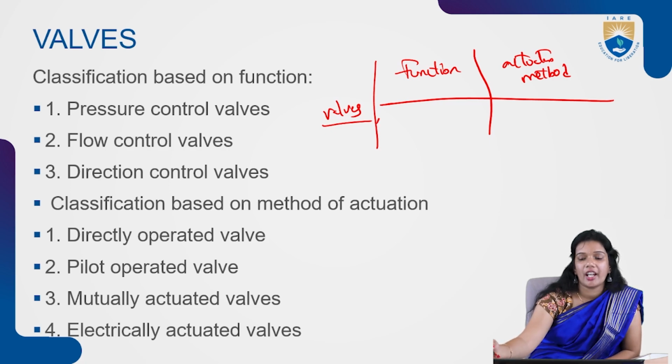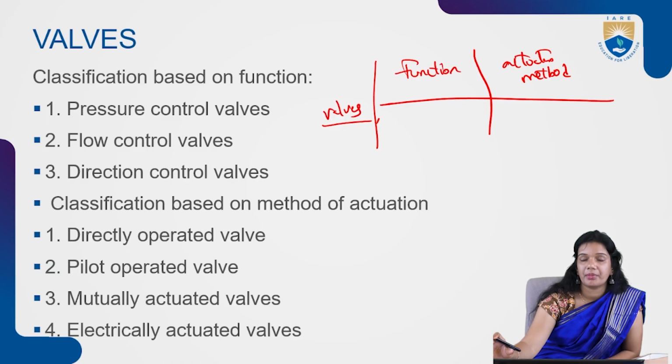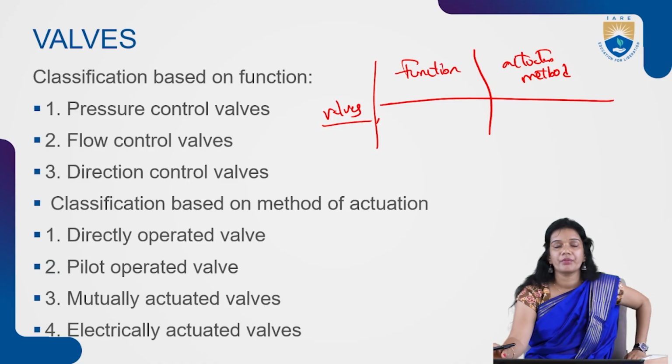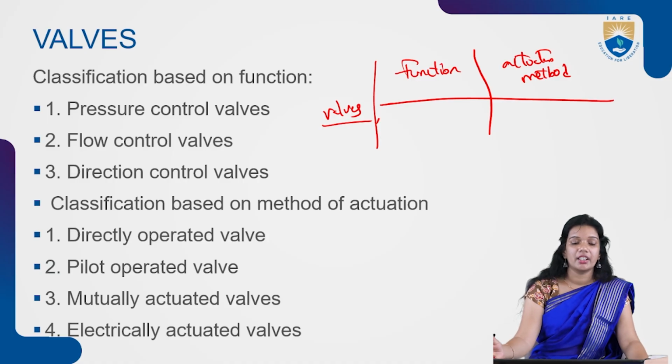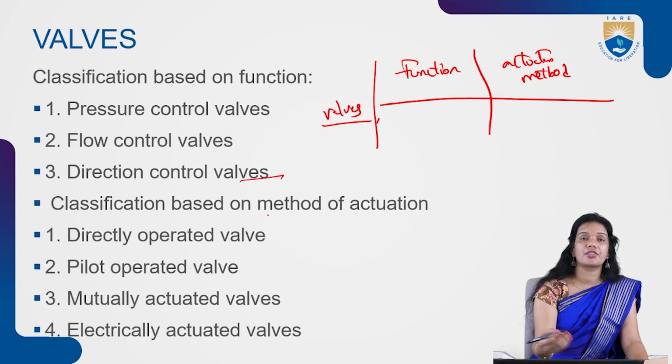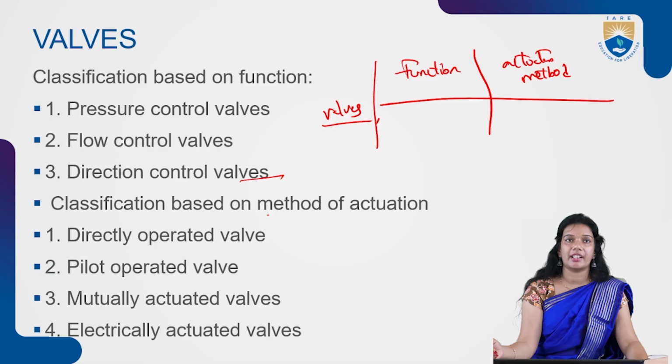Based on the function, you have pressure control valves, flow control valves, and directional control valves. The pressure control valves are used to control the pressure, whether it is higher or lower, and what the optimum pressure required is. Then we have flow control, for the amount of flow that needs to enter. Then the direction, in which direction it needs to be redirected.